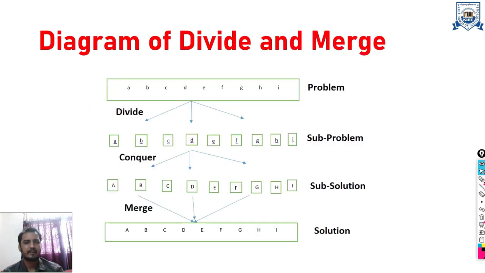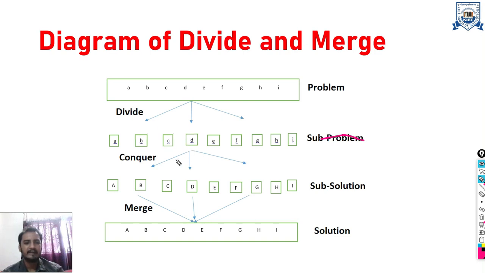This is a diagram which represents the divide and conquer technique. See, you have a very big problem. This problem consists of A to I problems. This is a very big problem from A to I. In the first step, you are dividing this problem into these sub problems. Okay. So you have divided all the problems into these parts.